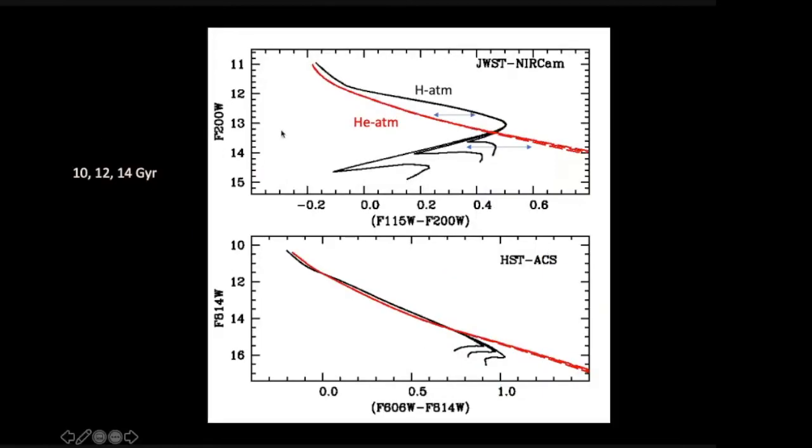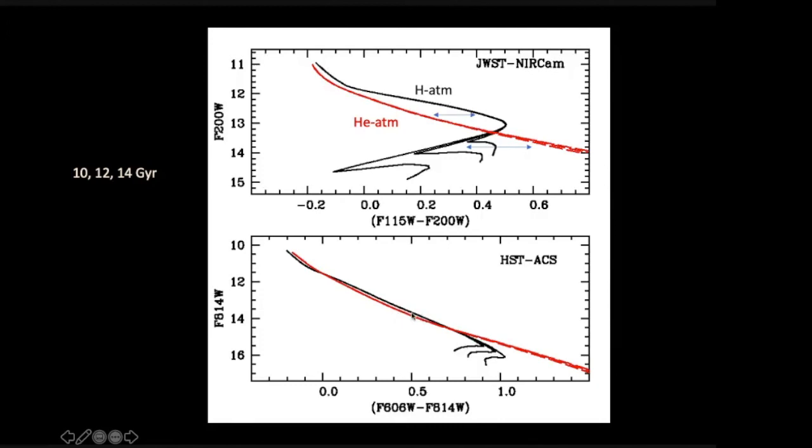And yeah, after we published the paper, I got the filter profile for JWST, and exactly, if you do this, they are equivalent to J and K, you have exactly the same shape. But another interesting point is that the separation between hydrogen atmosphere and helium atmosphere isochrones is much wider in the infrared filter than in the optical.